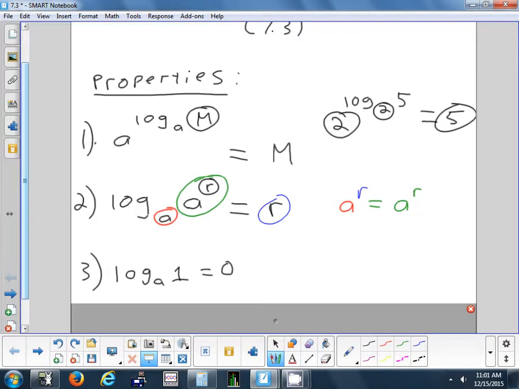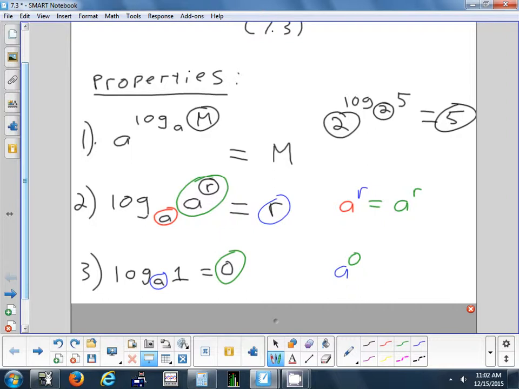Okay, so log base A of 1 always equals 0. All right, let's rewrite this in exponential form and see if we can see why this one's true. Callie, what's my base here? Yeah, so my base is A. Okay, Charlie, what's my exponent? 0.